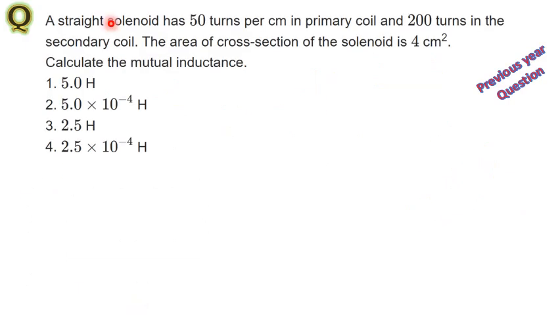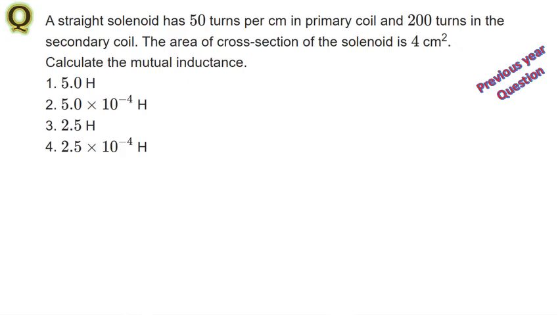This is quite interesting and important, a frequently asked question. A straight solenoid, 50 turns per centimeter. See here, this one is turns per centimeter. And another secondary coil, that is 200 turns. Area of cross section 4 centimeter square. They are asking about mutual induction. See this one, what is the formula for mutual induction?